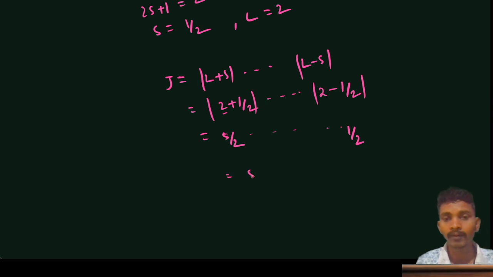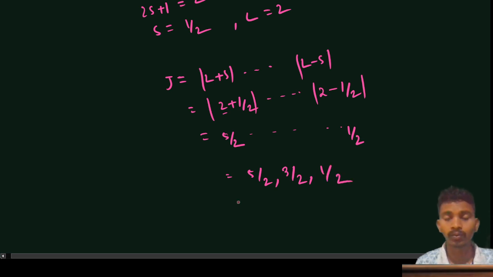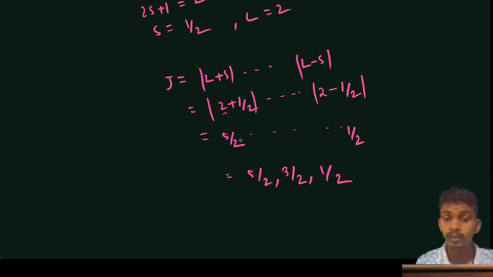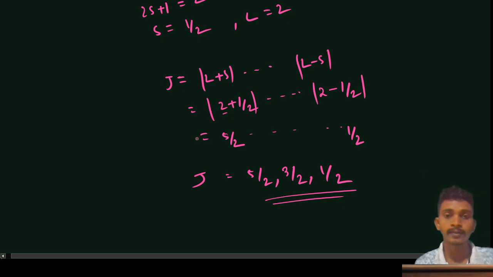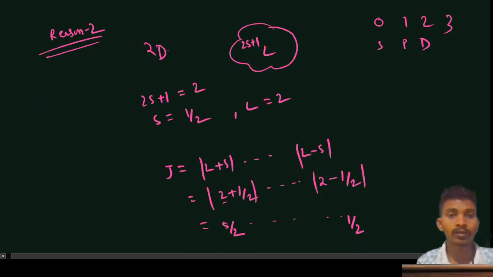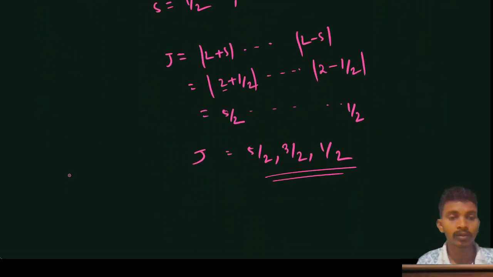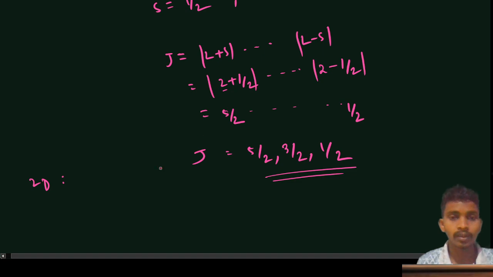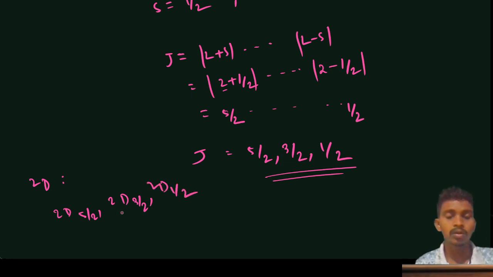So what are the values there? 5 upon 2, then we will get 3 upon 2, then we will get 1 upon 2. Okay, 5 upon 2 minus 1 is 3 upon 2, and 3 upon 2 minus 1 is 1 upon 2. Okay, so these are the j values. So now how does it actually look? For d2, the possible terms are d2 5 upon 2, d2 3 upon 2, and d2 1 upon 2. So all these terms are possible.